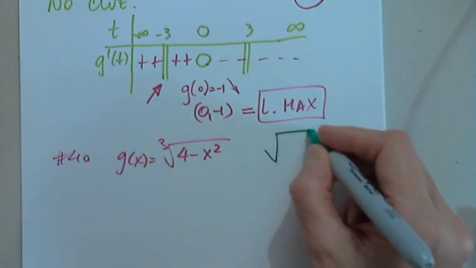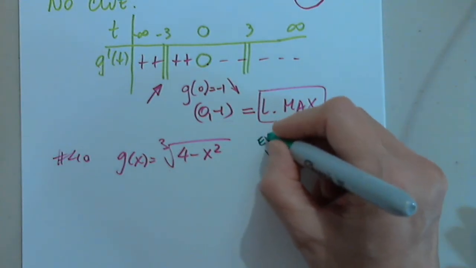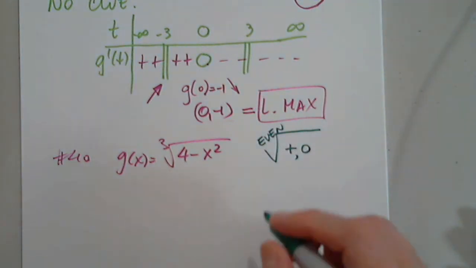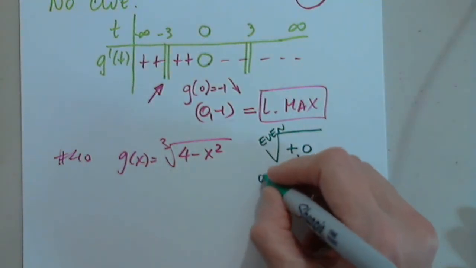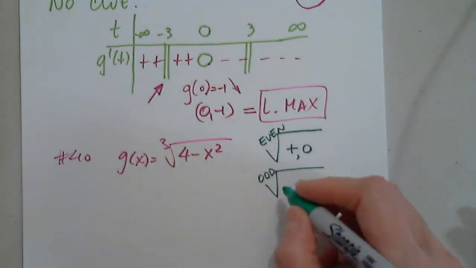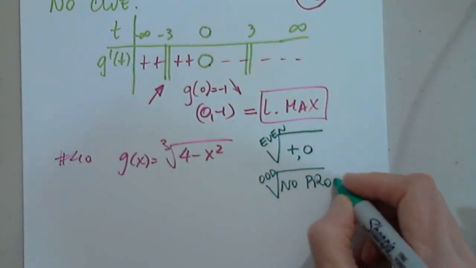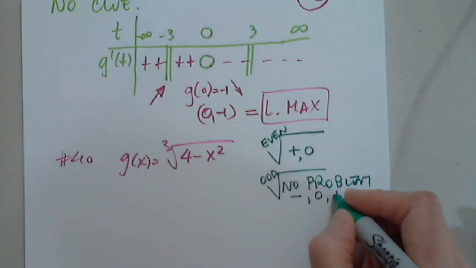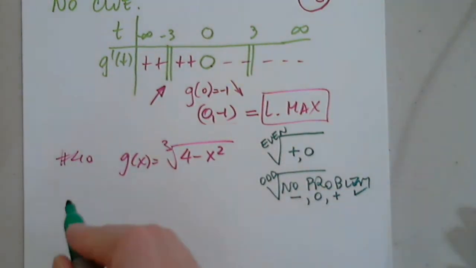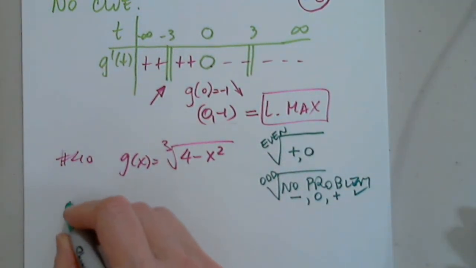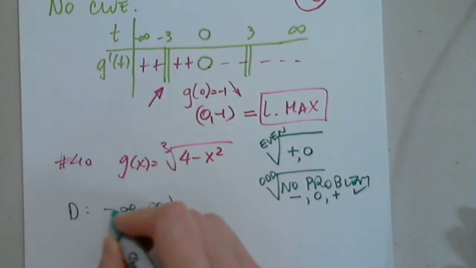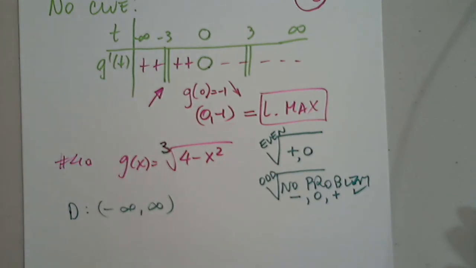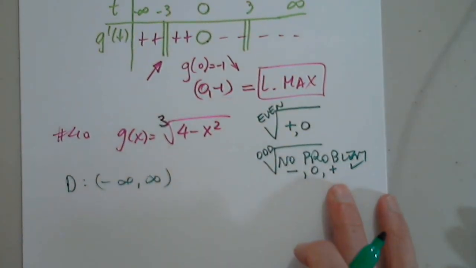Yes, only when the index is even. When the index is odd, no problem. Negative, 0, positive, all work. So it happens that the domain of this function is negative infinity to infinity because the index is odd. But yes, thank you so much.